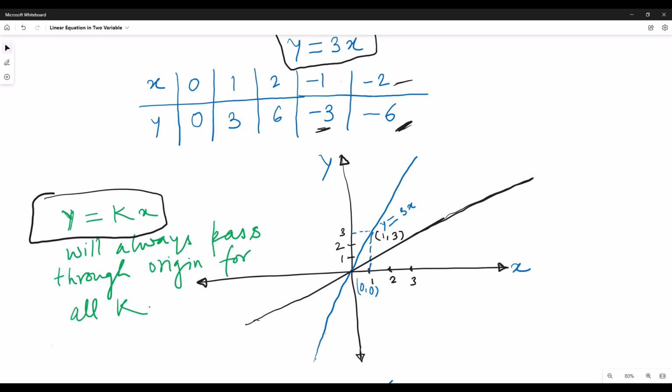This line has a little less slope; it is not increasing as fast as y equals 3x. So it will be something less than 3, like say 2x. If it is increasing very fast relative to x, then that will be higher than 3x, like y equals 5x. The main thing is y equals kx will always pass through the origin. Why? Because (0, 0) is a solution of y equals kx.